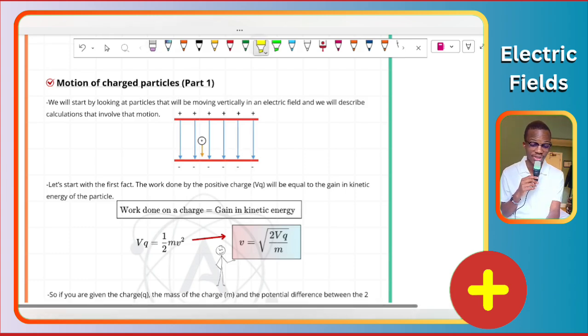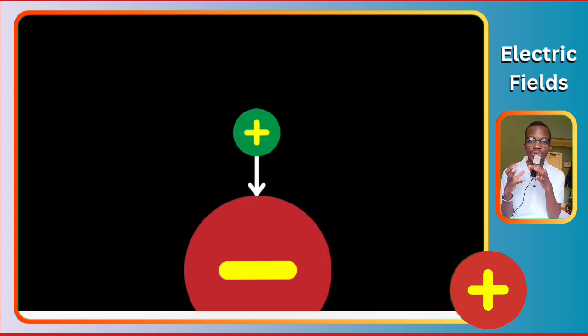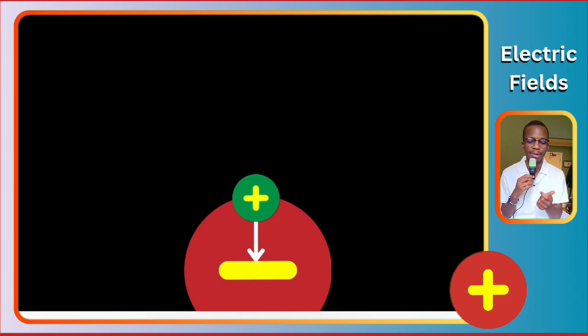So in this topic, which is essentially motion of charged particles, we'll start by looking at particles that will be moving vertically. So if you were to place a positive charge, this is my little positive charge over there, inside an electric field, it's going to be forced to move down due to the attraction between this negative plate and that positive charge. So it's going to be forced to move down. And we need to be able to describe how that motion will actually work.